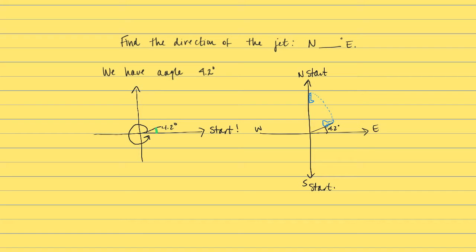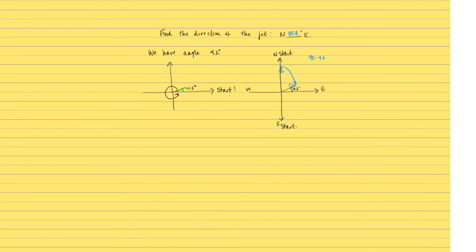Oh, I forgot to give him some wings. There we go. So what he has to do is turn all this direction. What you do is just take 90 minus 4.2, and that will give you 85.8. So let's just do a few more examples to make sure that this makes sense.